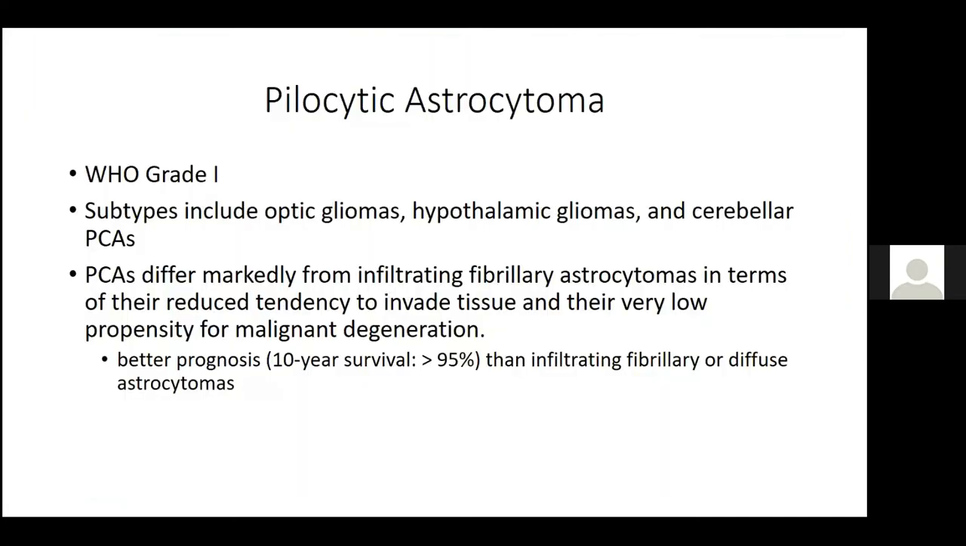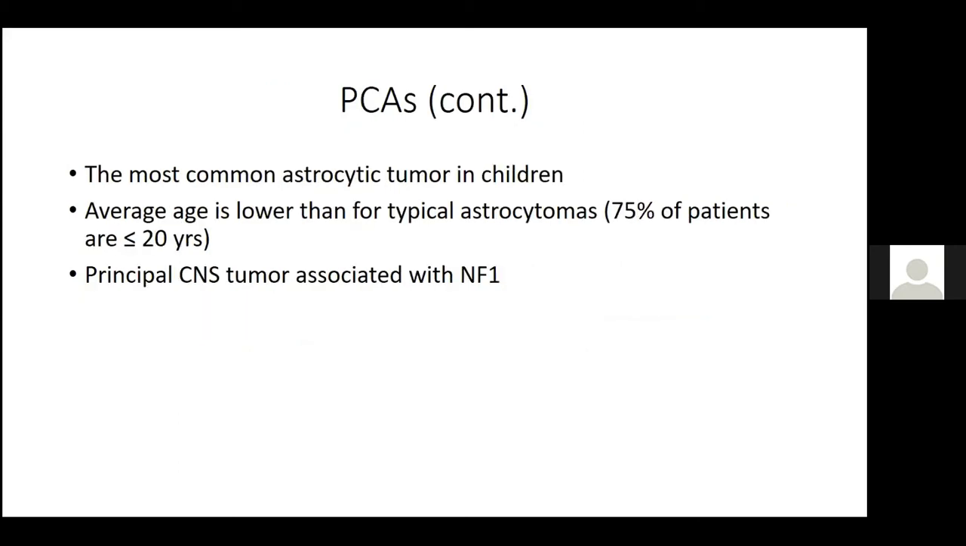Perfect. So this, as Dr. Goldingen said, was a pilocytic astrocytoma. These are WHO grade 1 tumors. The subtypes include optic gliomas, hypothalamic gliomas, and cerebellar pilocytic astrocytomas. PCAs differ from regular astrocytomas that we see every day in terms of their reduced tendency to invade tissue and low propensity for malignant degeneration. So they have a much better prognosis than infiltrating or diffuse astrocytomas. They're kind of a different beast.